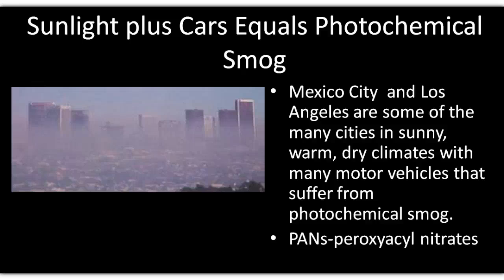Okay, this is the second lecture for Chapter 19, and we're looking at photochemical smog at the moment, with a couple of examples here from Mexico City. This one here I believe is Mexico City, showing what happens on these dry, warm days with a lot of motor traffic, and this is the result: photochemical smog.